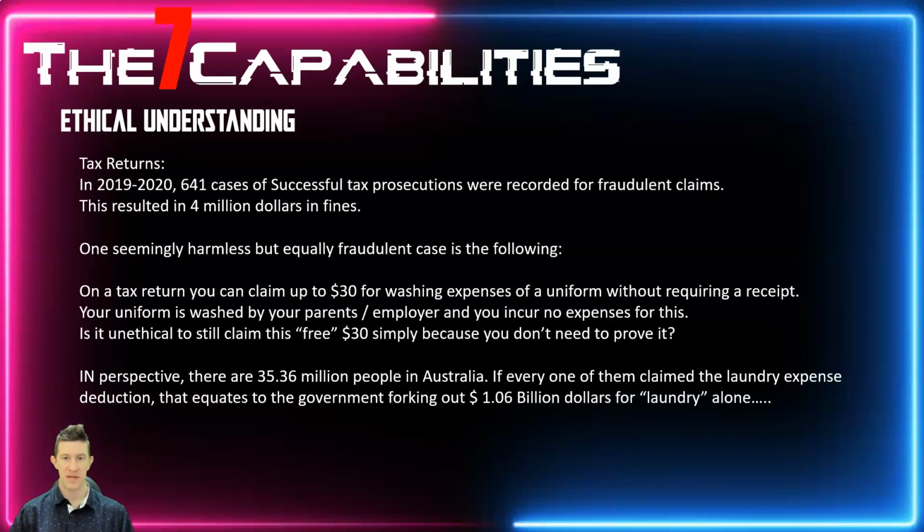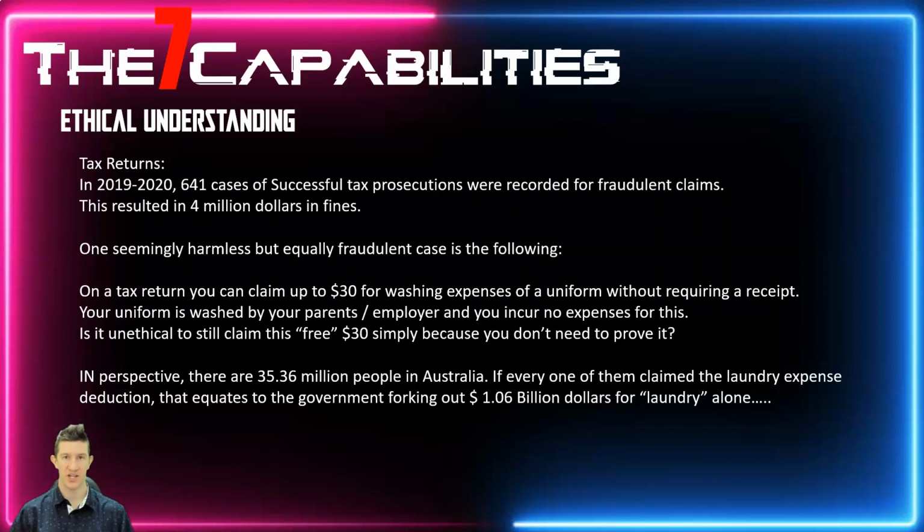If every one of those people go with that mindset and say, oh, it's just $30, I'll claim it, it's the least that the government can do for me, that works out to $1 billion just on this $30 laundry fee alone. And there are many other cases in a tax return where similar things apply, such as deducting travel expense. You can claim a certain amount of cents per litre, cents per kilometre for driving for work purposes. And again, this allows you to claim up to a certain amount without needing a logbook. So there's multiple examples where this could happen.